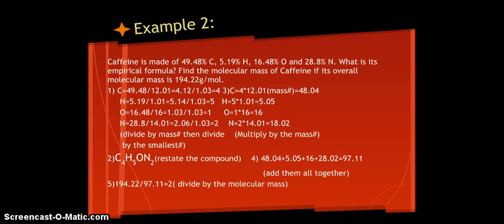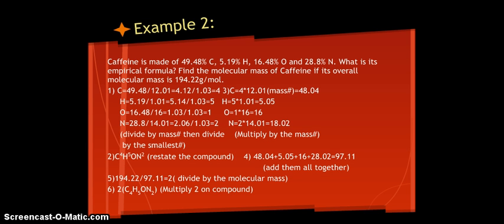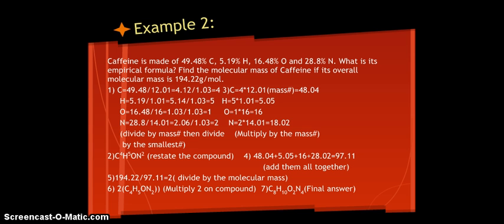So then we have to use 194.22 divided by 97.11, that equals 2. Then we have to multiply 2 on the compound. So you use 2 times C4H5O and 2. So that will give us C8H10O2 and 4. That was the final answer.